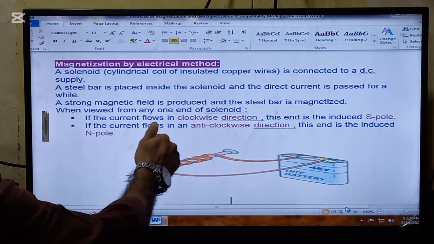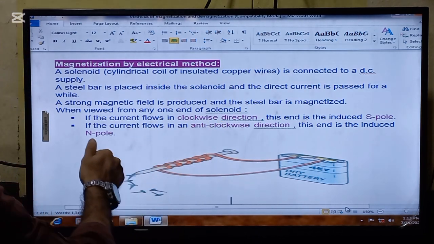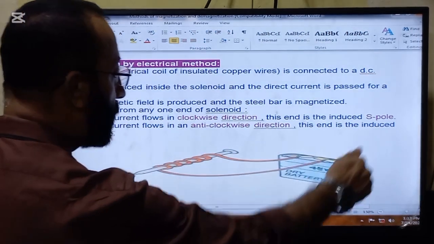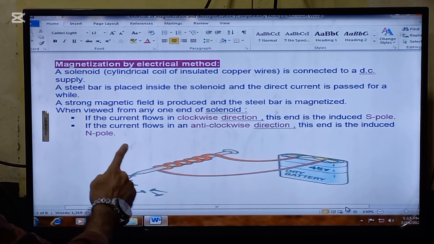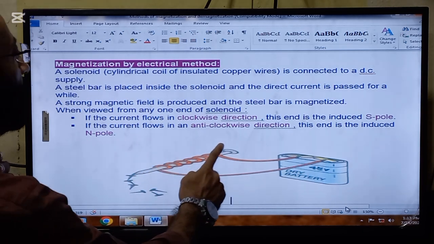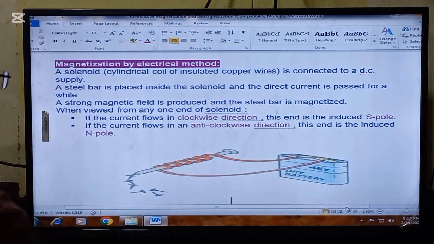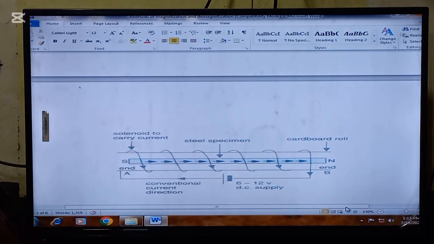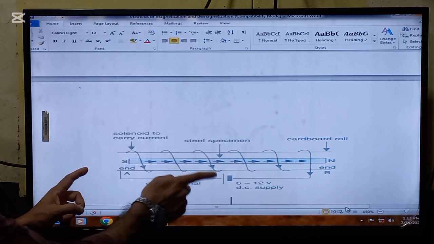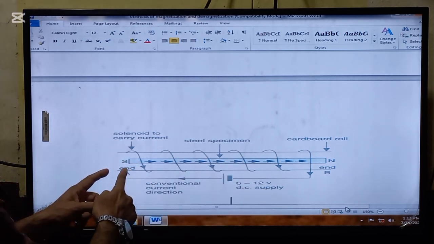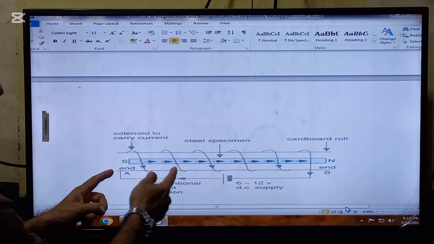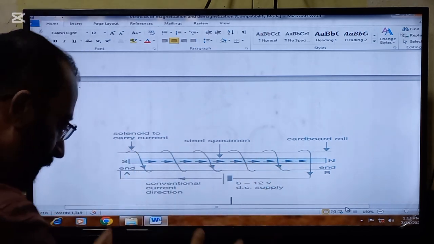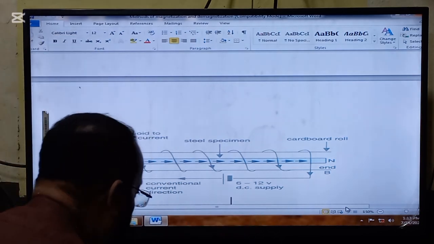When viewed from any one end of the solenoid, if the current flows in clockwise direction, this end is the induced south pole, and if the current flows in an anti-clockwise direction, this end is the induced north pole. So this will be explained here. Look now, if the direct current is clockwise, this end will become the south pole, and if the current is anti-clockwise, then that end will be the north pole.